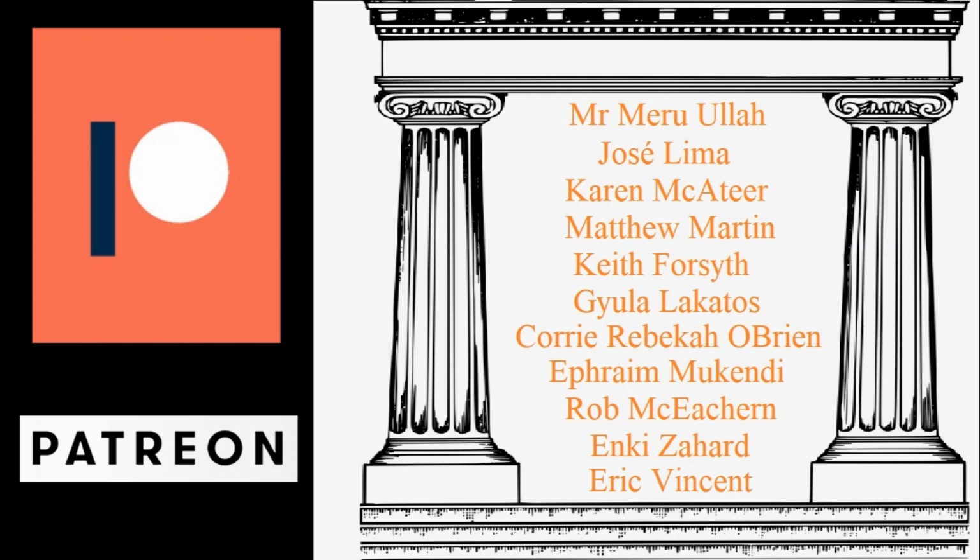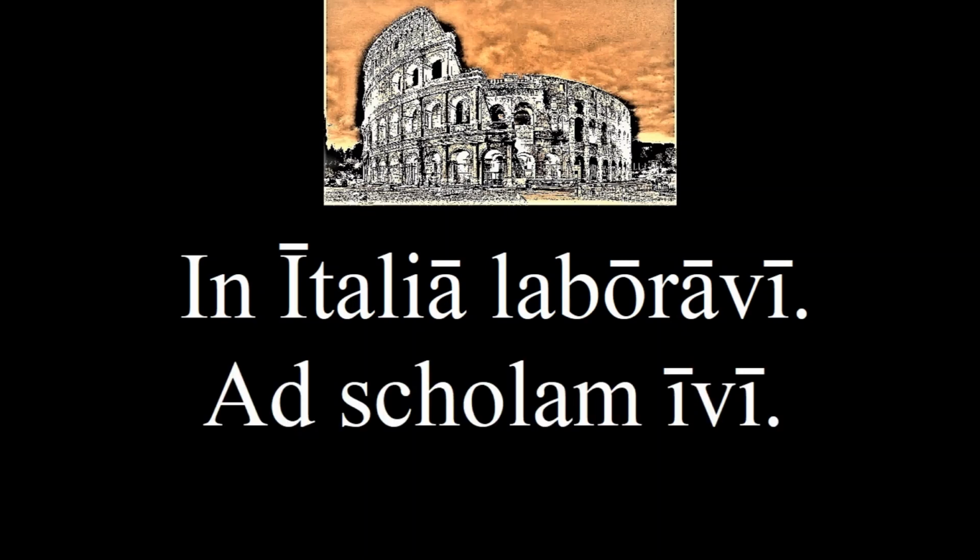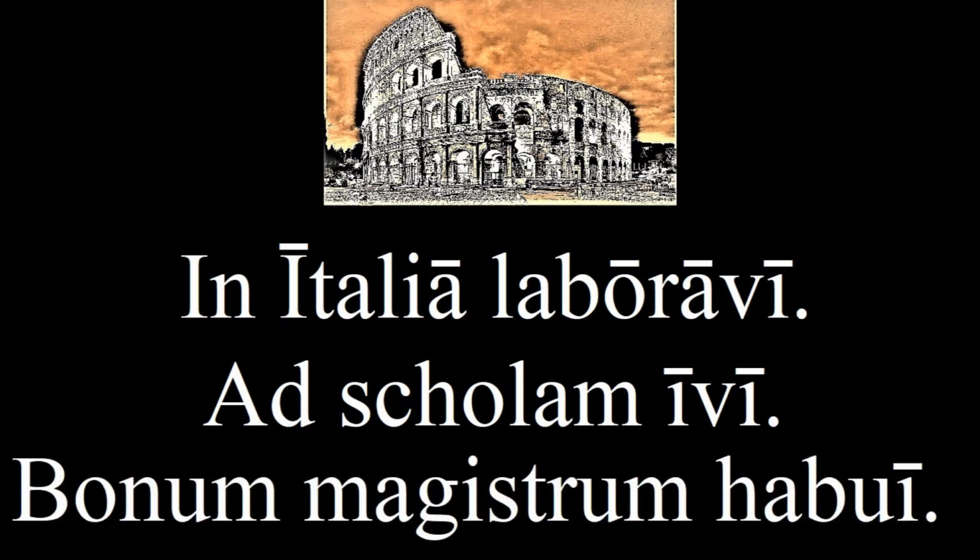Let's briefly review the 3 easy conjugations of the perfect past tense. Remember, these refer to actions completed in the past. Say, I worked in Italy. In Italia laboravi. And now I went to school. Ad scholum ivi. And I had a good teacher. Bonum magistrum habui.